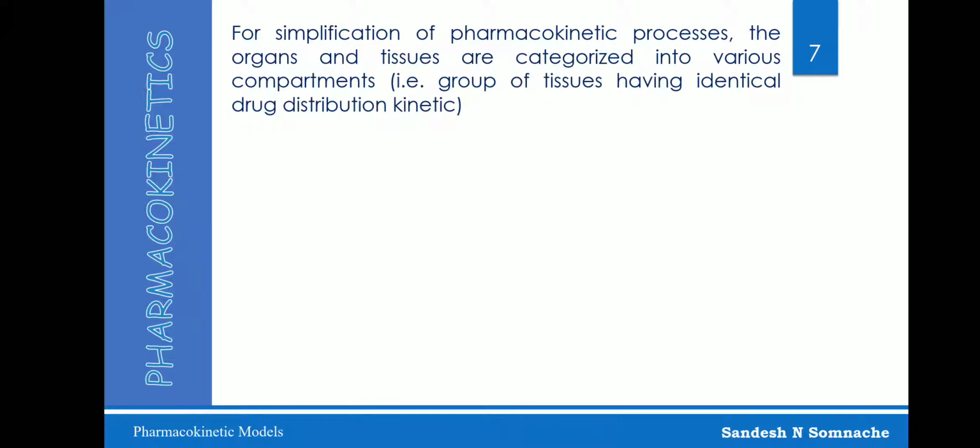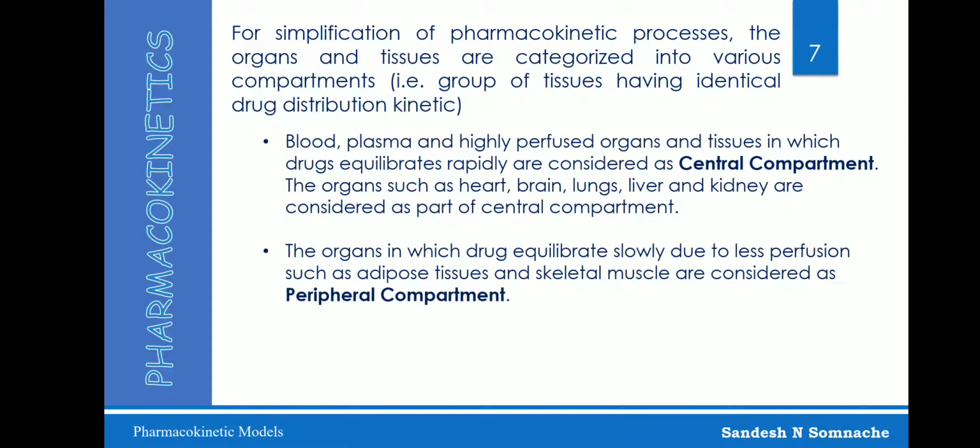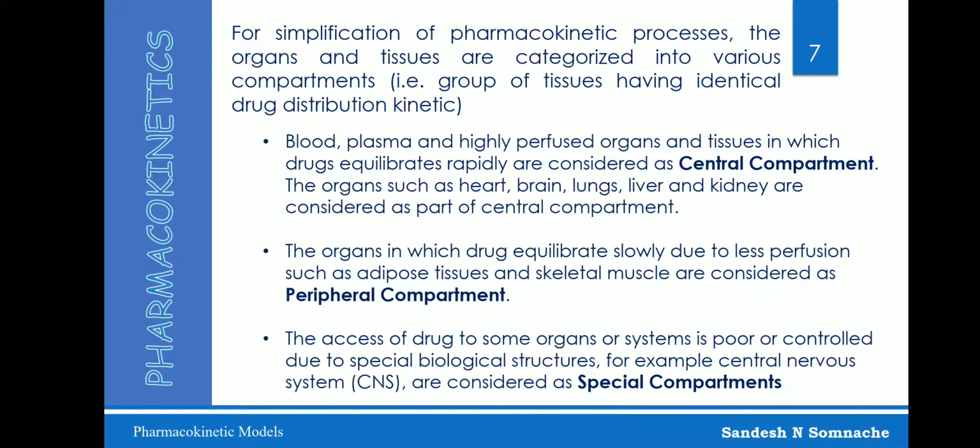Actually, the process of pharmacokinetics is very complicated. It involves ADME: absorption, distribution, metabolism and elimination. And studying this becomes difficult because of the complexity. To simplify these various processes, the body is divided into various compartments having identical drug distribution kinetics. The compartments are the central compartment, peripheral compartments and special compartments.